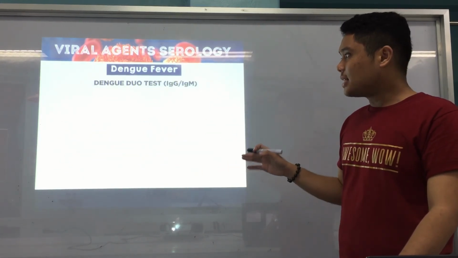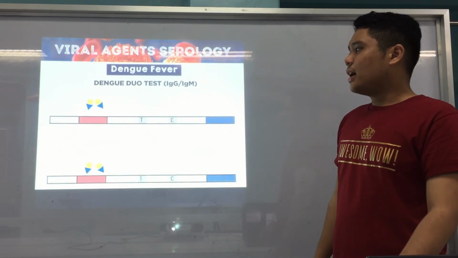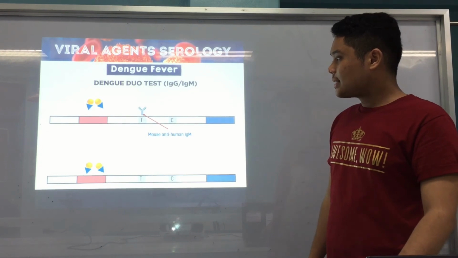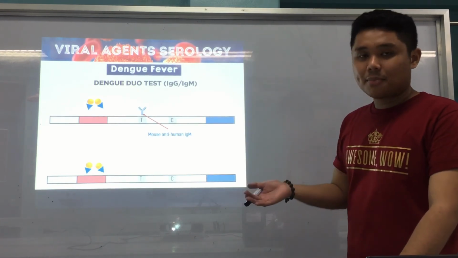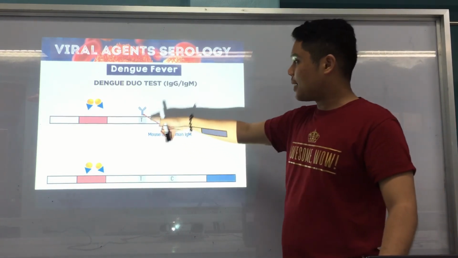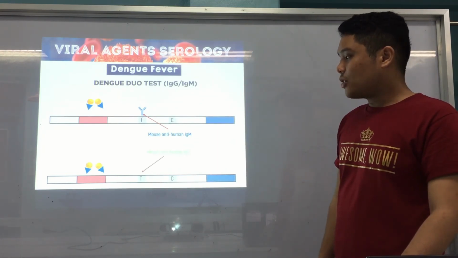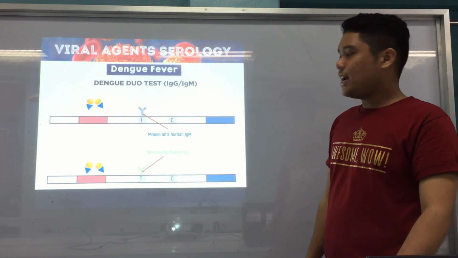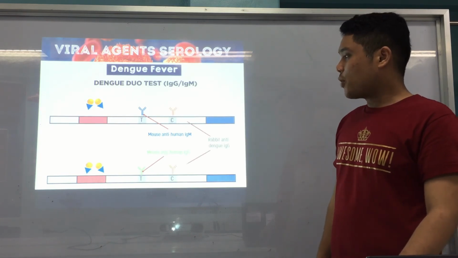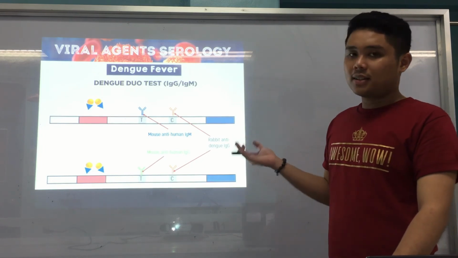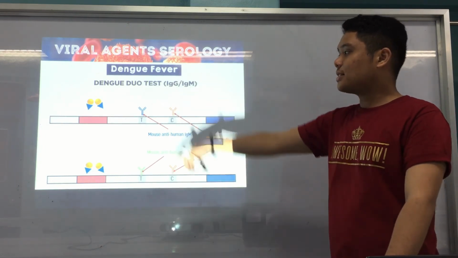Now for the antibodies, ayan, so either IgG or IgM. For the test system, depending on the antibody, for IgM, it contains a mouse anti-human IgM and here a mouse anti-human IgG. Okay. Now on the control, both of them contain rabbit anti-dengue IgG. Okay, so it is for the capturing of the antigens.